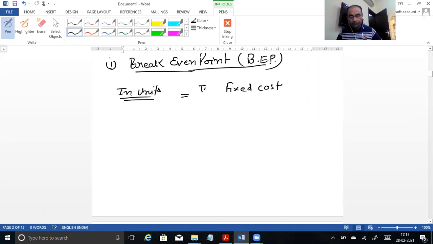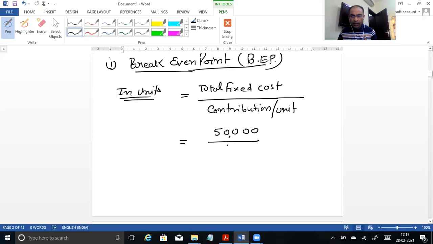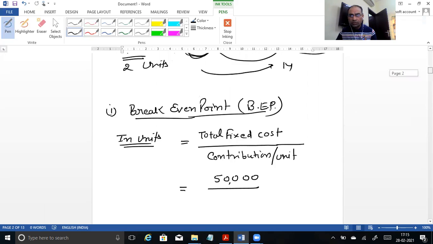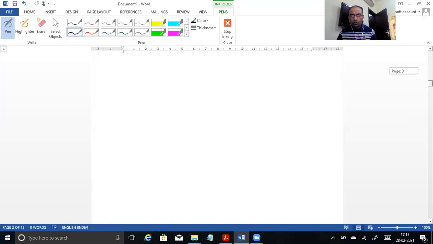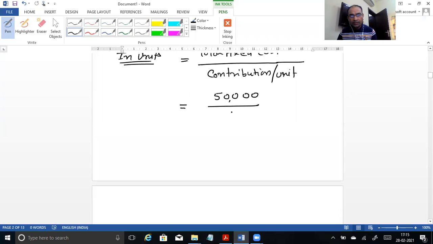Now, formula wise, it is total fixed cost divided by contribution per unit. Say, for example, in the above example, our total fixed cost is 50,000, and our contribution was 7.